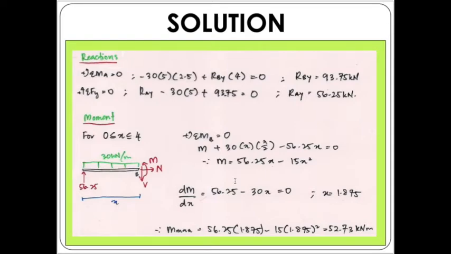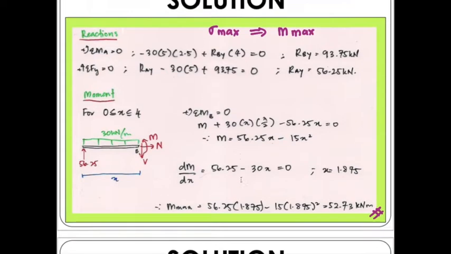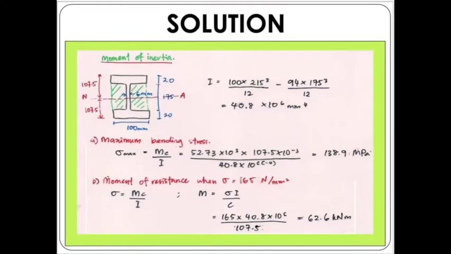Sigma max is in relation to the moment maximum. Therefore we need to determine the moment maximum value first, then only can we proceed with the next calculation. You can see here in this calculation that the value of the moment maximum is given as 52.73 kilonewton meter. You can calculate the value using the knowledge on the bending moment diagram as we have discussed earlier. So this is for the solution.